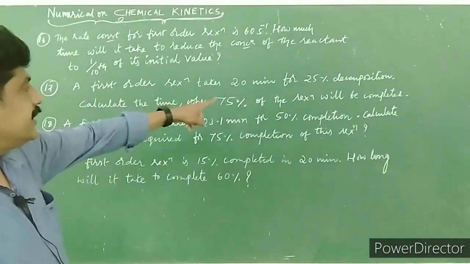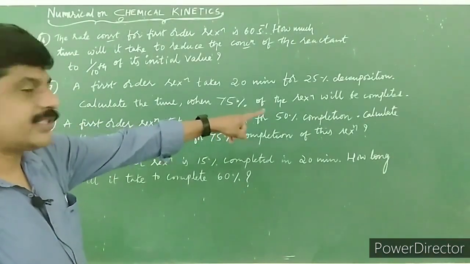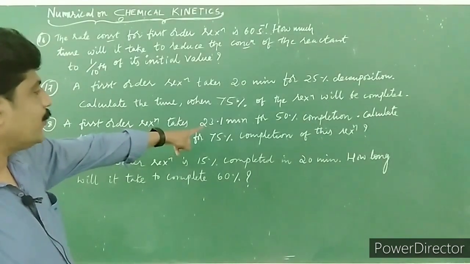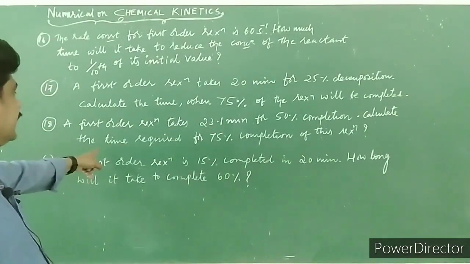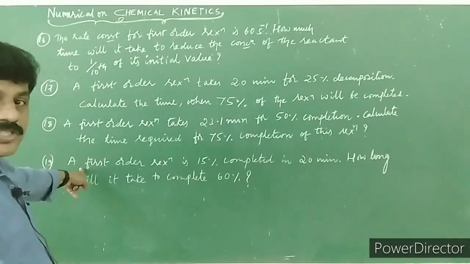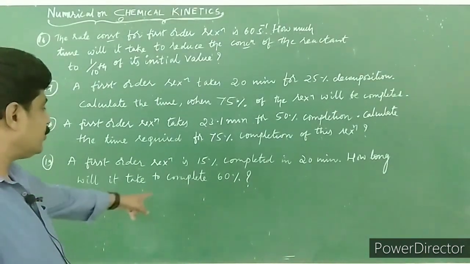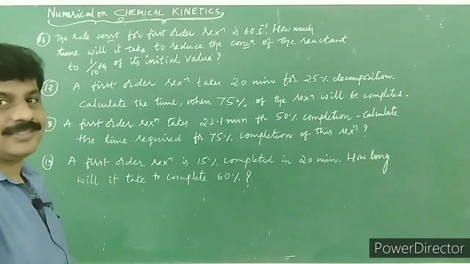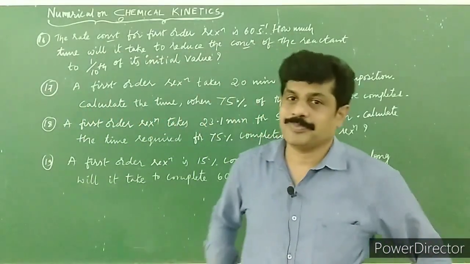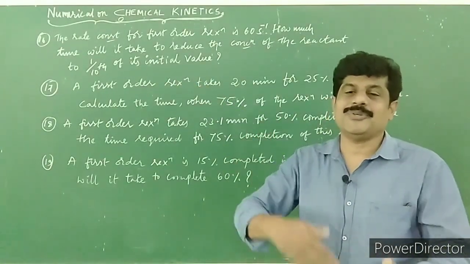Second one, a first order reaction takes 20 minutes for 25% decomposition. Calculate the time when 75% of the reaction will be completed. Third one, a first order reaction takes 23.1 minutes for 50% completion. Calculate the time required for 75% completion of this reaction. Fourth one, a first order reaction is 15% completed in 20 minutes. How much time will it take to complete 60%? Children, these are the 4 numericals which have been asked in previous board examinations. Hope you can solve them very easily, because these are just like the numericals which you have solved earlier.